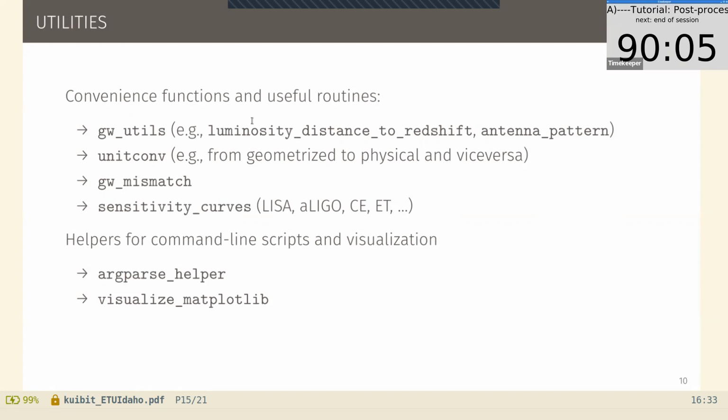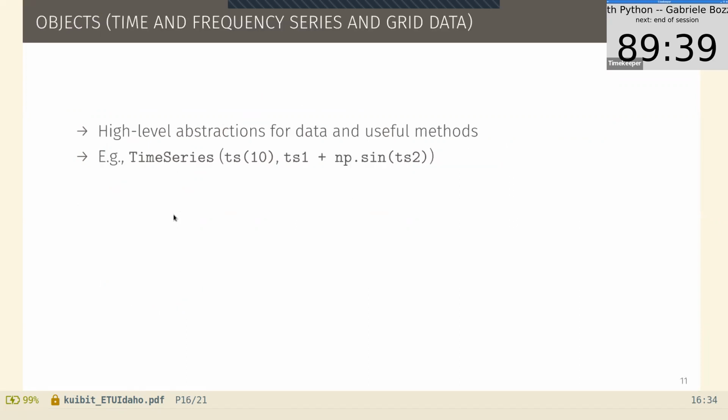Here, the examples I have are to move from luminosity distance to redshift, compute antenna patterns for the various detectors, or sensitivity curves of the available detectors, working with units, which, especially for beginners, is typically very confusing, and computing mismatches. I also have an argparse helper to help you write command line scripts, and there's a module for visualization with matplotlib. So these are utilities.